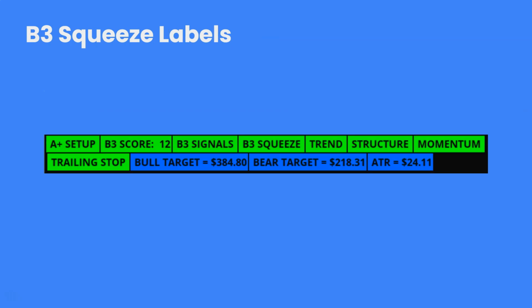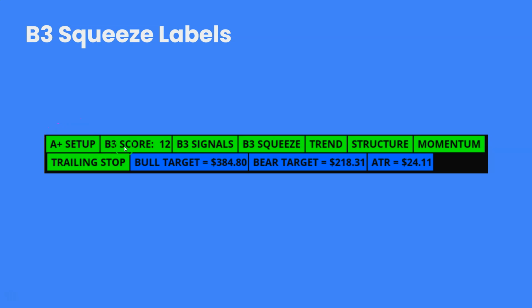The most important part of the entire system is the squeeze labels. A+ setup, Big 3 score, Big 3 signals, a squeeze label, trend, structure, momentum, trailing stop, your bull target, your bear target, and the average true range. It all boils down to the A+ setup. That captures everything. The squeeze, the buy signal, the structure, the trend.